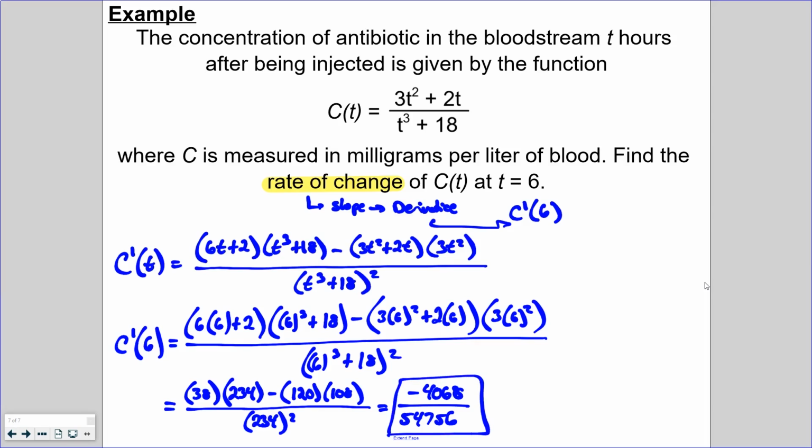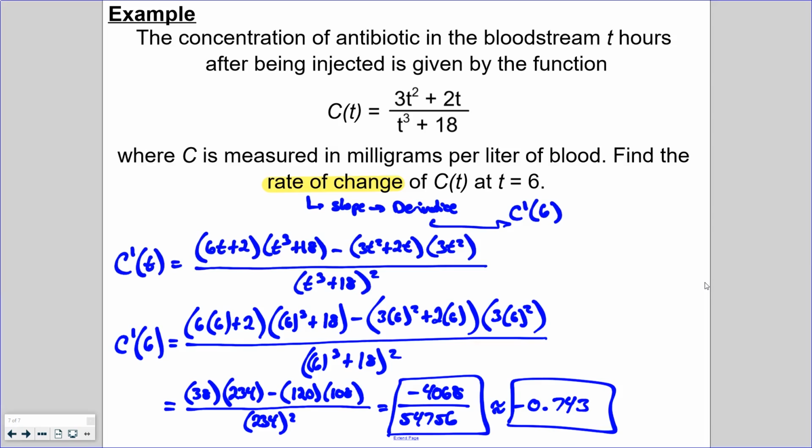However, Newton might ask you to round to the nearest decimal, and they will tell you the decimal. So let's just go ahead and let's do negative 468 divided by 54,756. And let's round that to 4 decimal places. So negative 0.743 would be the decimal approximation. And again, Newton will tell you how it wants you to round.